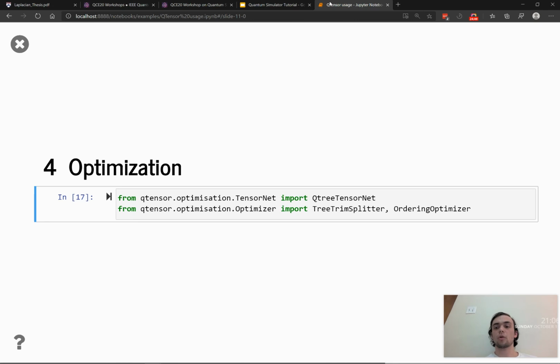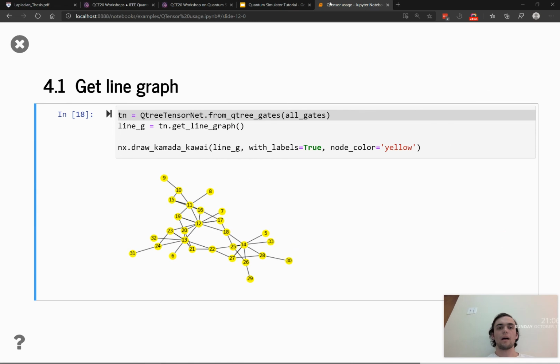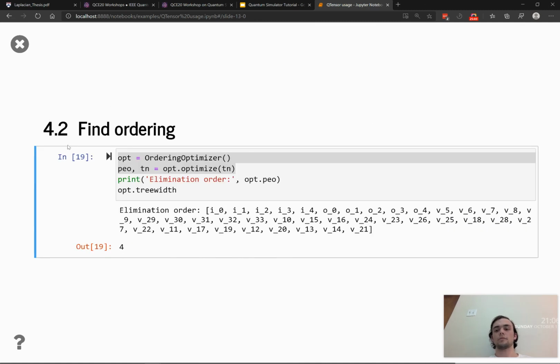So let's see how we run one ordering algorithm. We can look at the line graph, and this is quite simple. You create a tensor network object, which is internally how things are stored, and you get the line graph. And if you want to use orderings from QTensor, you use the ordering optimizer, which is a greedy optimizer. It just selects the smallest degree node. It is very fast. It is a baseline.